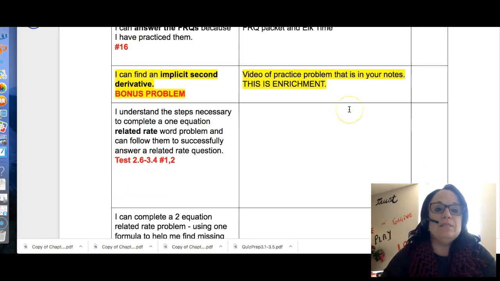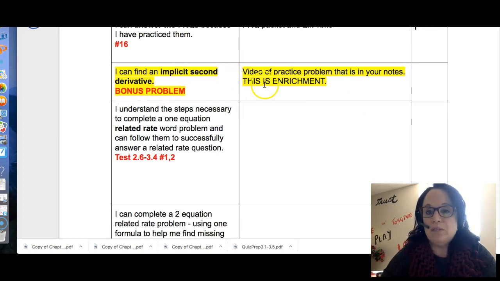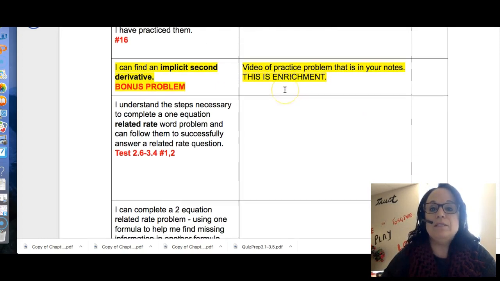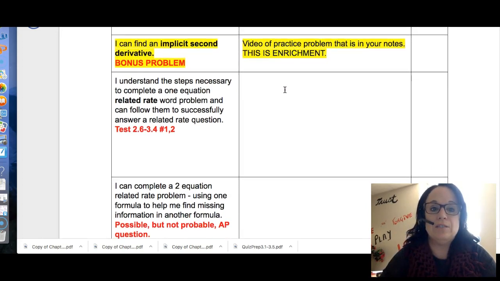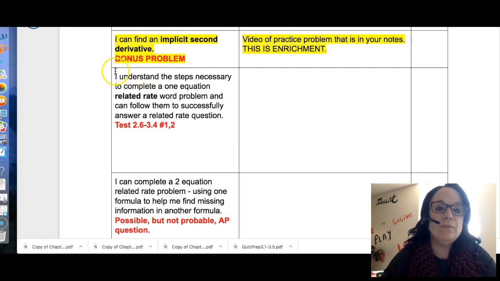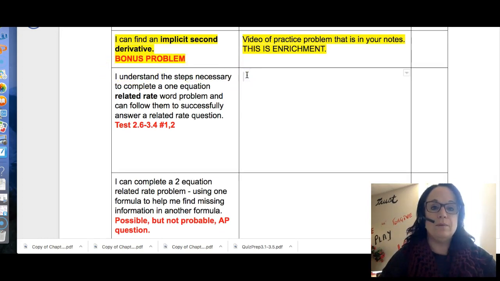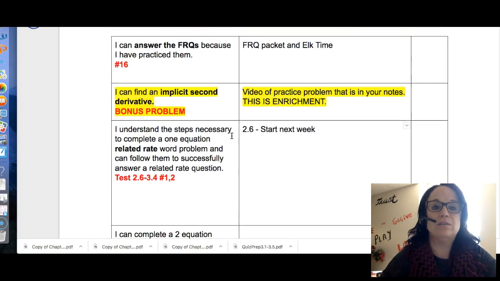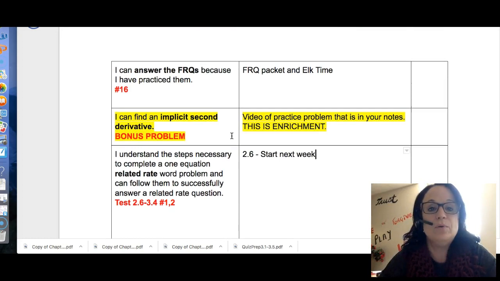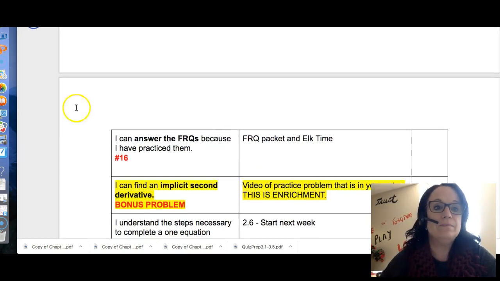I can find an implicit second derivative. This is your bonus question for the chapter. There's a video of it, and that will be the last question on your test. If you have time to do it, you'll get extra credit added to your test. And then these right here are on hold because this is 2.6, which we start next week. So you don't need to worry about these last 2. They're technically chapter 2, but we do it as a standalone section. You'll be tested on 2.1 to 2.5.